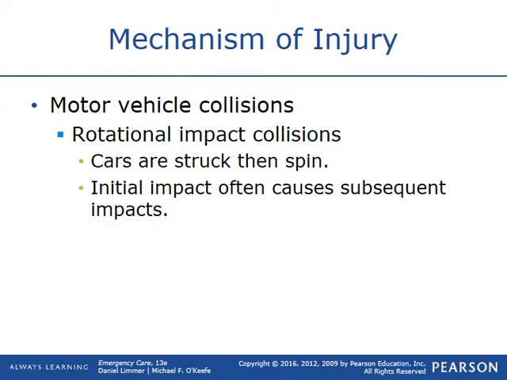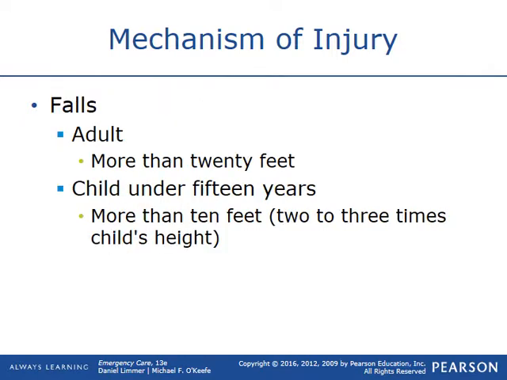As it relates to motor vehicle collisions, you can also have rotational impact collisions, which are cars that are struck and then they begin to spin. So the initial impact often causes subsequent impacts as well. For falls, it's more concerning when an adult falls over 20 feet. Child under 15 years of age, more than 10 feet, or 2 to 3 times the child's height.